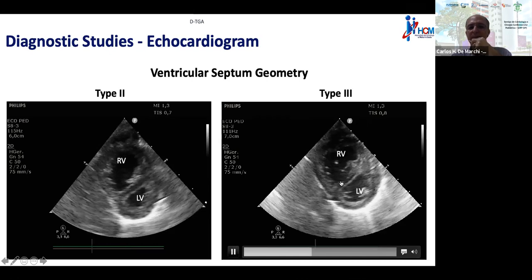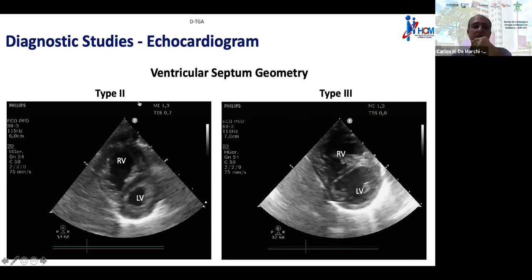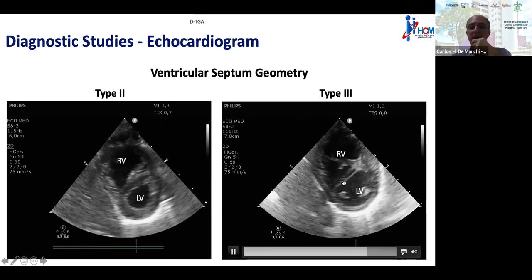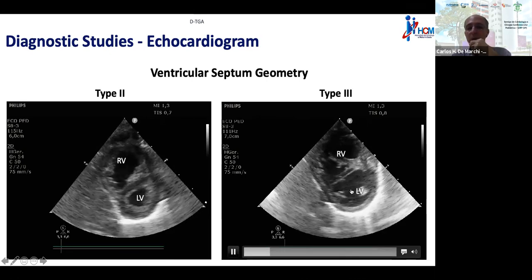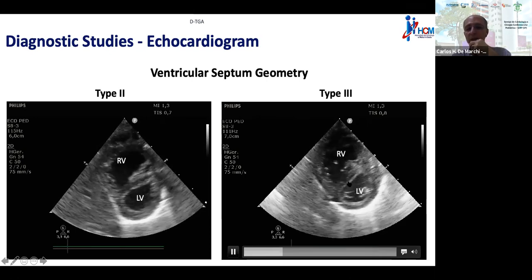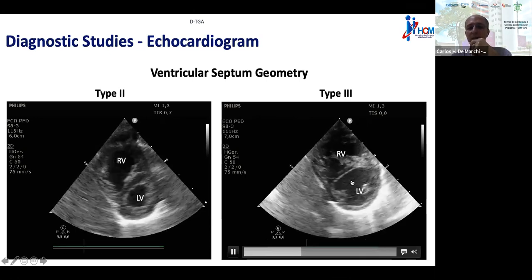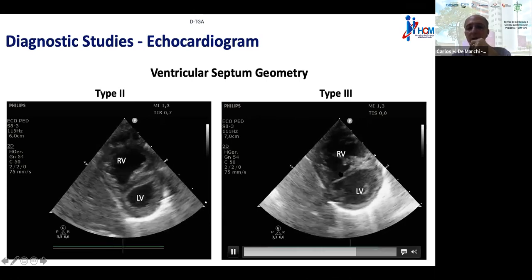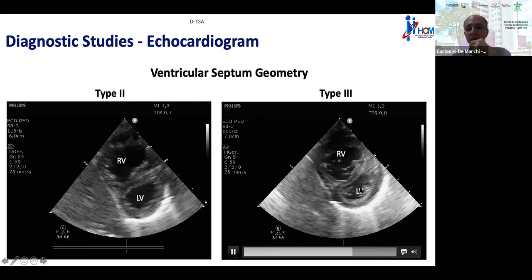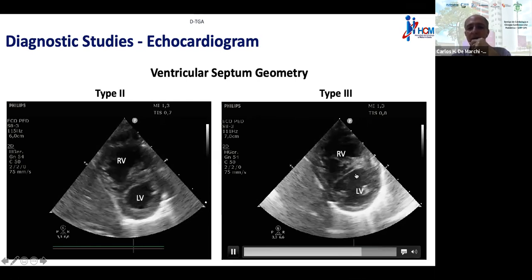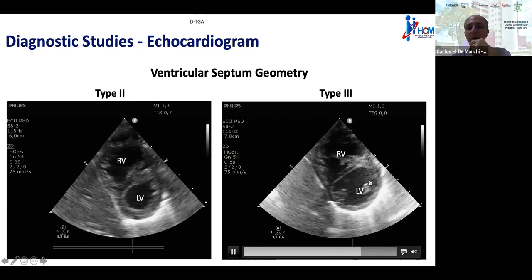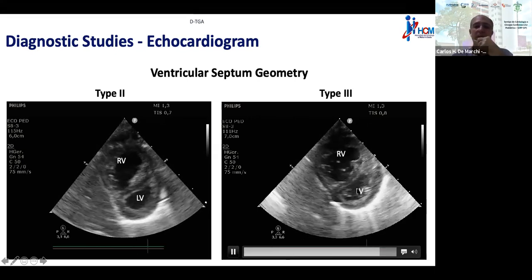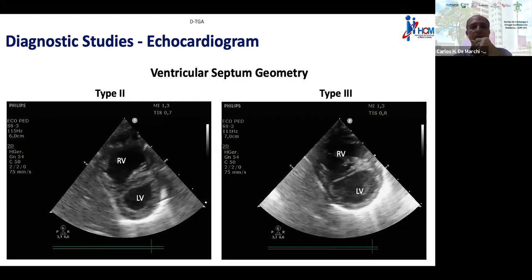On this side, we call this a type 2 septum and this a type 3 septum. You can see that the septum bulges to the left in the systolic phase. Then what can this say to us? That the right ventricle pressure is higher than the left ventricle pressure. Then this left ventricle is unprepared to receive the aorta and the systemic circulation in the arterial switch operation.